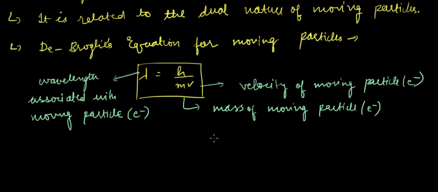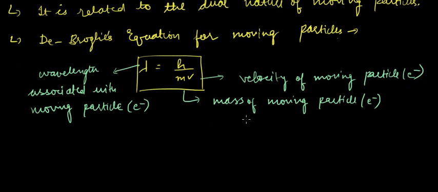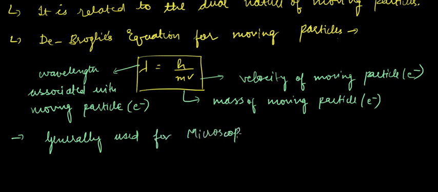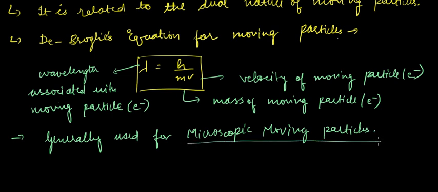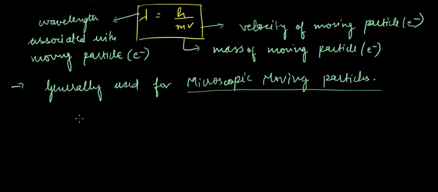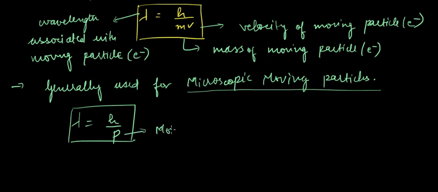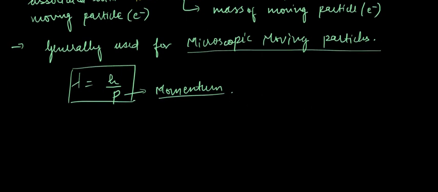Okay, so generally this formula is used for microscopic moving particles. You can also write this formula as h upon p, where p is the momentum of the moving particle, as mv is nothing but p. Okay, so now let's see an example.